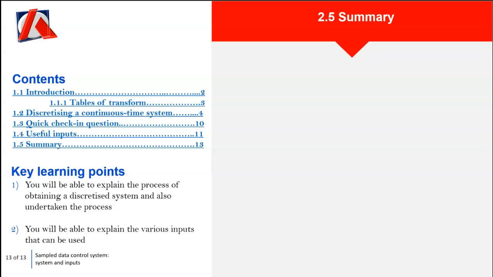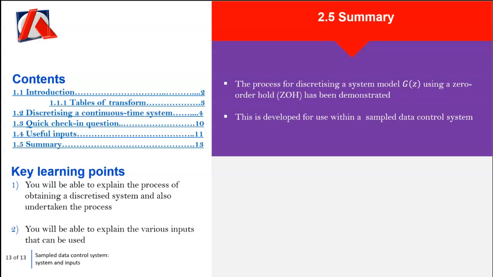I hope in this lecture you've understood the process for discretizing a system model, capturing G of z using a zero-order hold. In the last lecture we got the numerator of the zero-order hold. In this lecture we've multiplied 1 over s, which is the denominator, by the continuous transfer function, and then developed G of z based on that. This is developed for a sampled data control system, because what we're trying to do in the model is capture information at the sampling point.